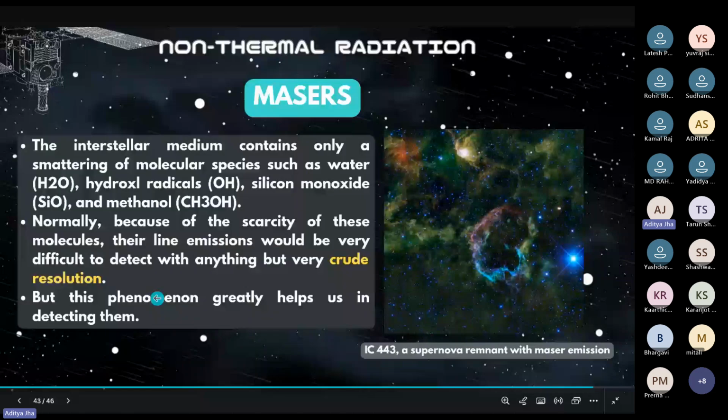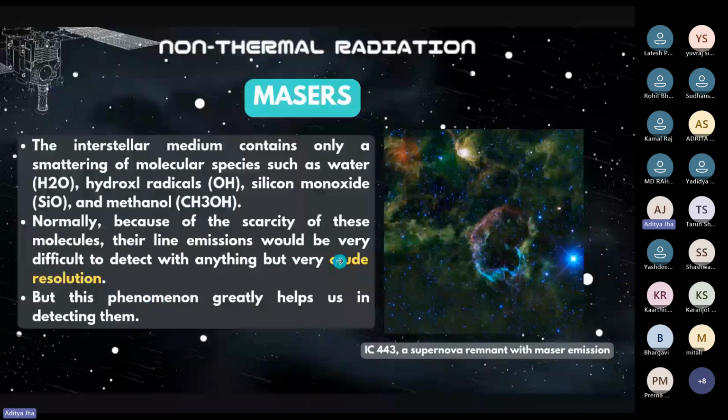So let's talk about that. Basically in the interstellar medium, you can sometimes find a small group of molecular species such as water, hydroxyl radicals, silicon monoxide, methanol, and many other molecular species. But because they're very scarce, they appear in small groups, and their line emissions would be very difficult to detect, right? But there's a phenomenon called masing, which forms masers, and it helps us greatly in detecting these molecular species in space.